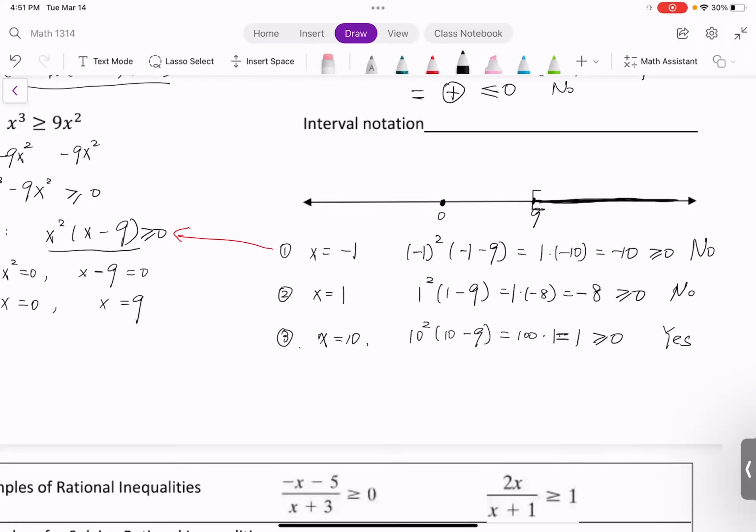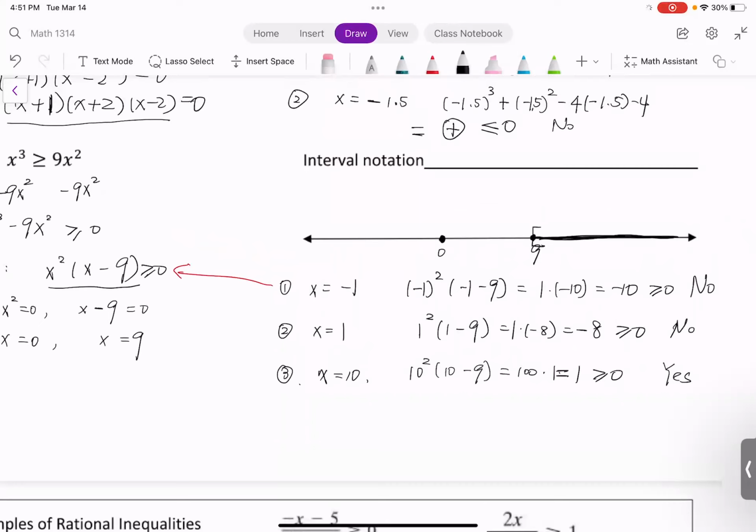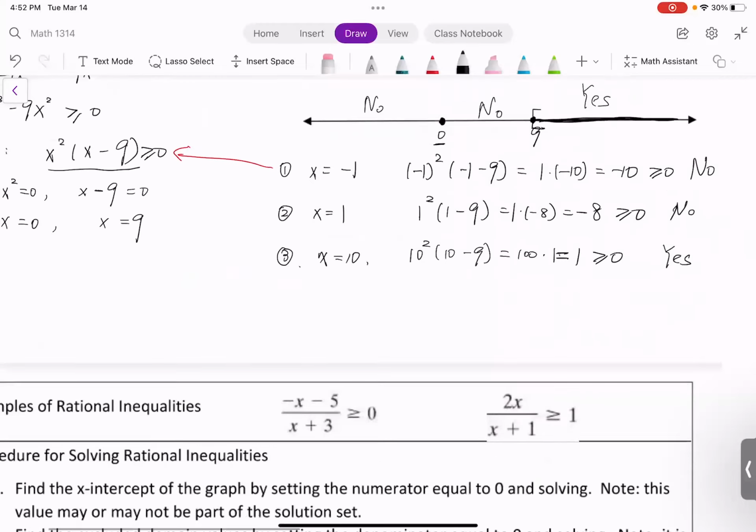must be very careful on the number line. These 2 points also need to be included in the solution set. That means you cannot ignore 0. Even though here is no, here is no, here is yes, you cannot ignore the 0. So the interval notation is 0 in a set because it is the only one element, union the interval from 9 to infinity. So this question is very interesting.